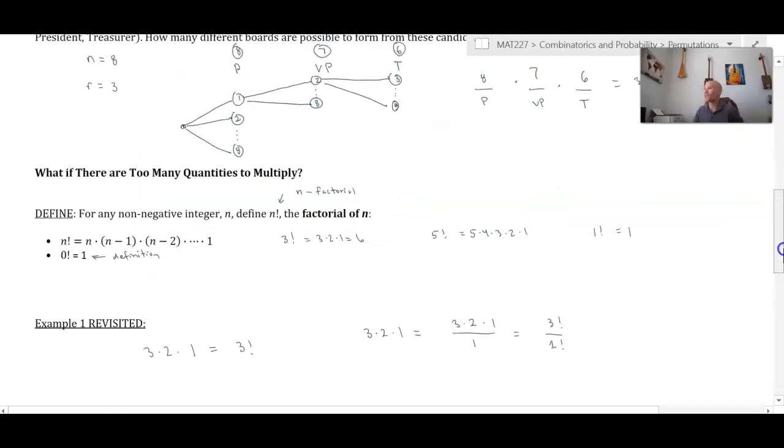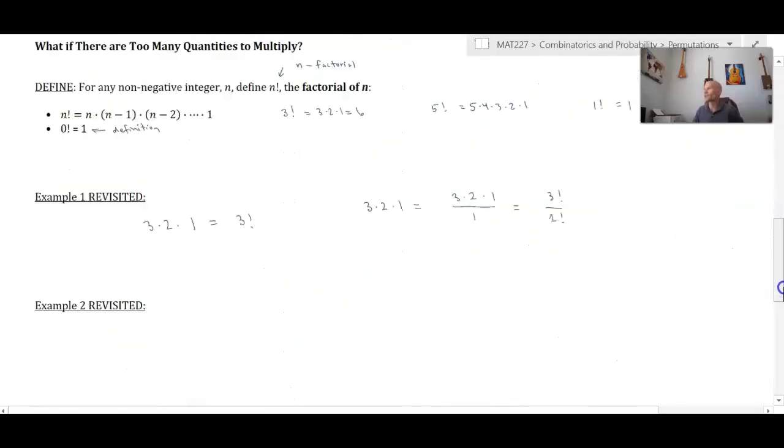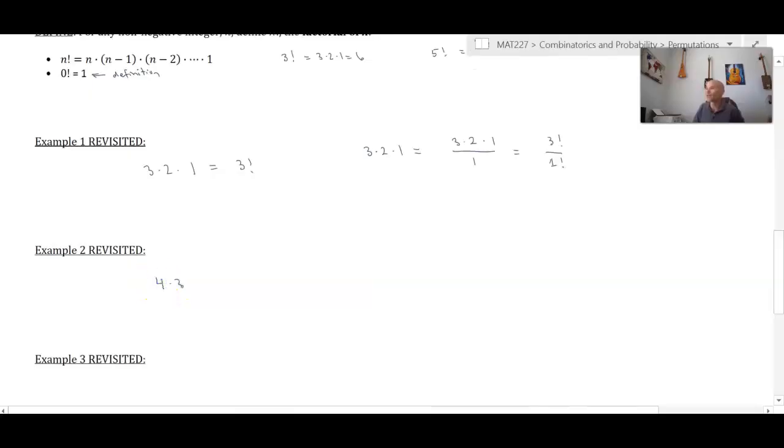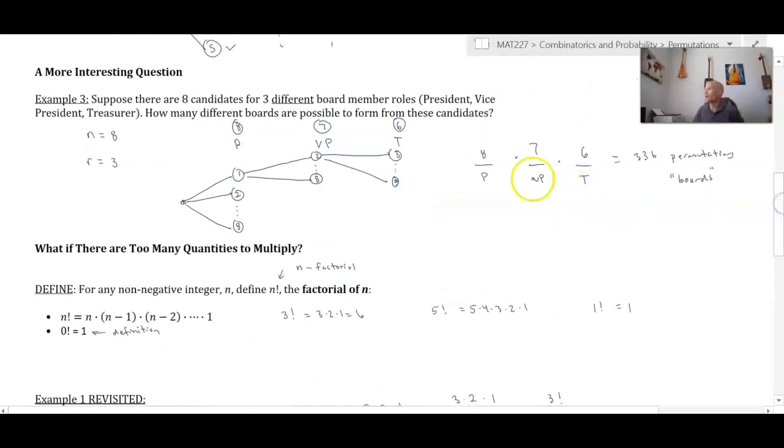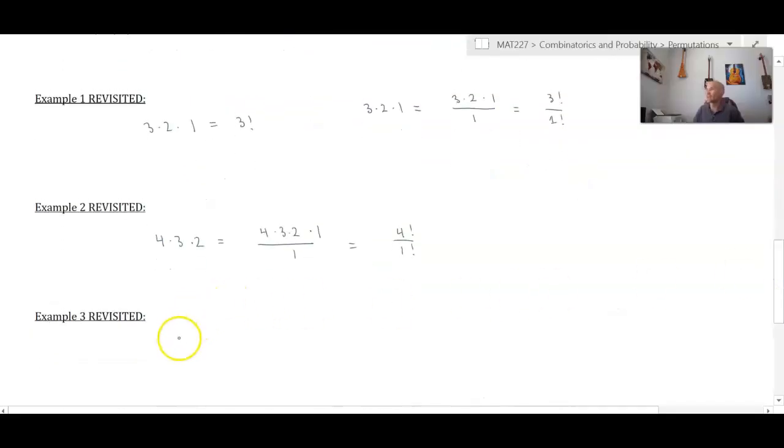Because in example 2, our multiplication was 4 times 3 times 2. Well, that's really the same thing as 4 times 3 times 2 times 1 divided by 1, which is once again 4 factorial over 1 factorial. Still not very interesting. But look at example 3, where our multiplications don't go all the way down to 1. It's 8 times 7 times 6. But I'm going to write 8 times 7 times 6 like this.